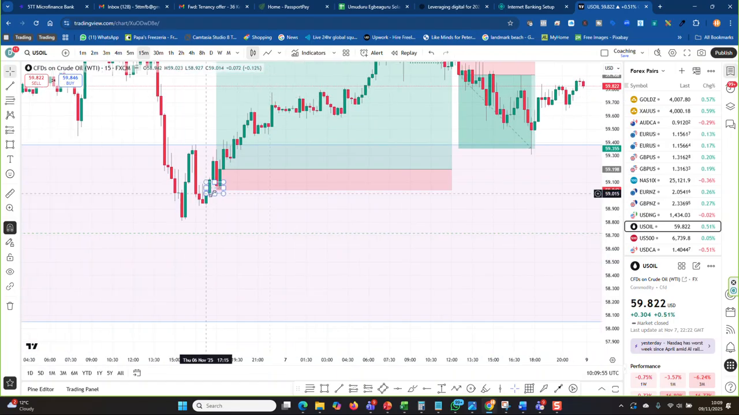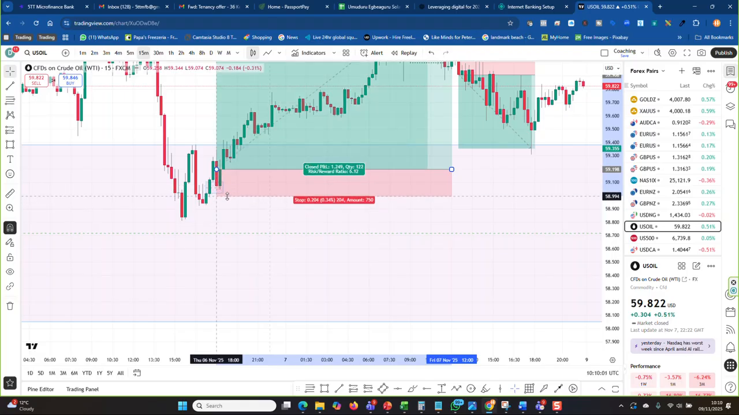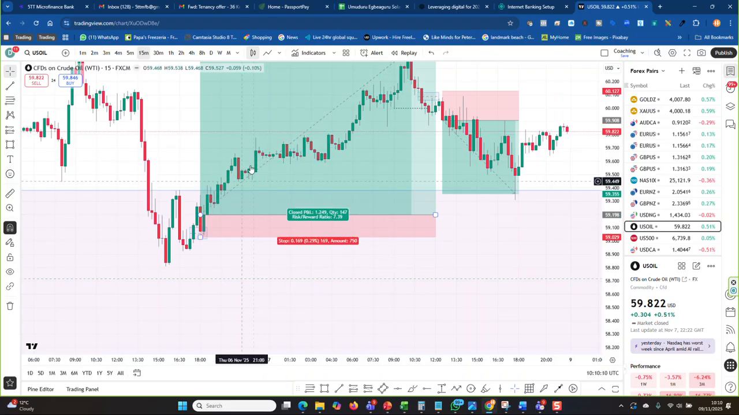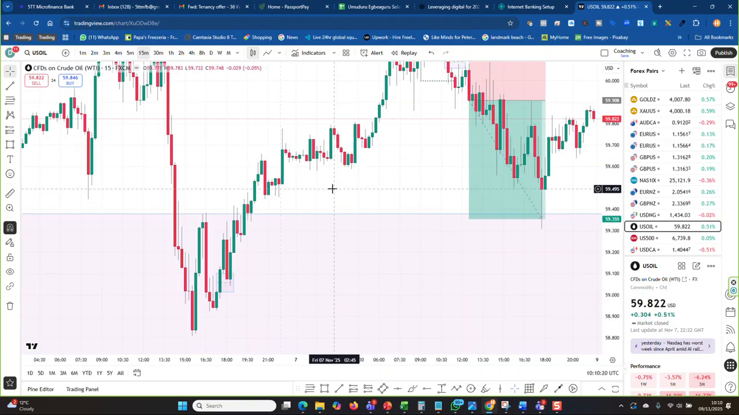7 to 1. That's quite good. And there would have been opportunity for multiple entries, by the way. Once price starts to go in that direction, there are opportunities for even more entries. So there was an entry here, another entry here, another entry here, and another entry here. But whether you want to be entering at this point, you've got to watch it, right? So there was the opportunity.